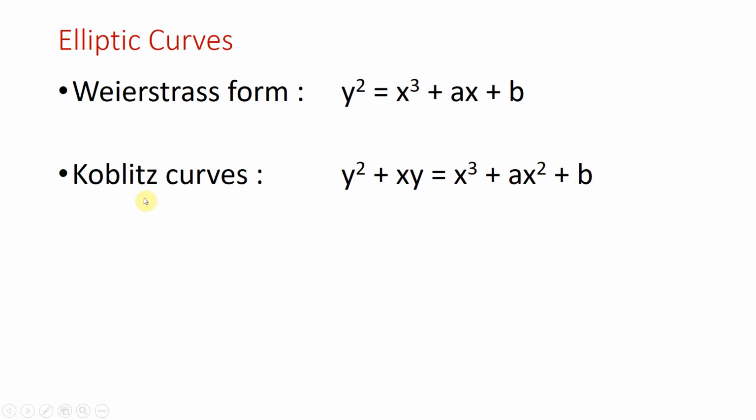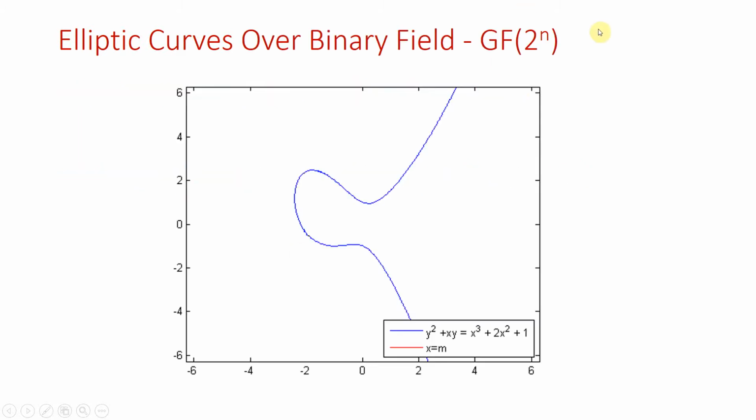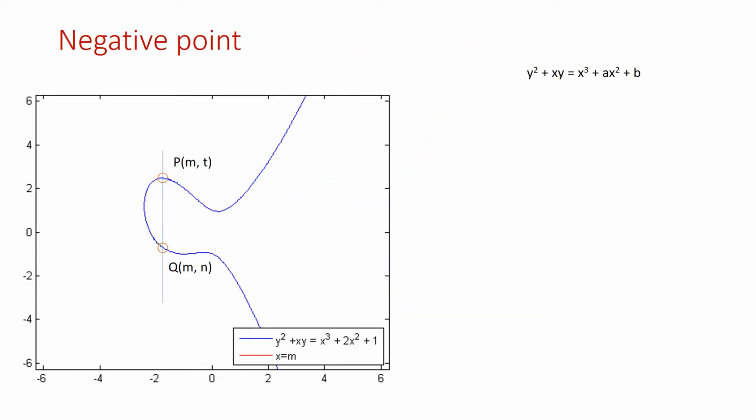As seen, they have different equations, and the graph of the Koblitz curves is like that. It's a little bit convoluted as seen. And the main difference is this type of curve is not symmetric about the x-axis. For example, P and Q have the same x coordinate, but they have different y coordinates.